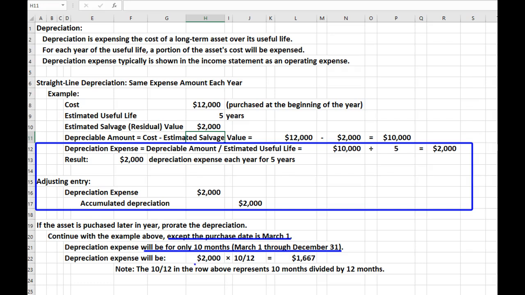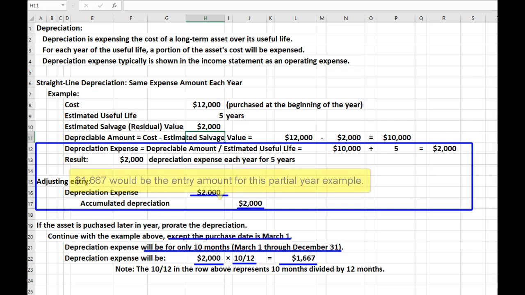So we'll take the $2,000 you saw above, except that was for a full year. Now we convert that to 10 months over 12, a partial year. And the result will be $1,667. So $1,667 will be the amount we would replace in this first year entry up here as an adjusting entry. That's only the first year.